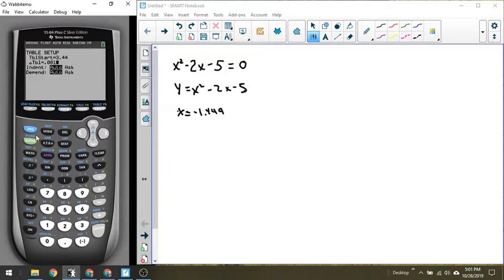And oh, I'm not going to hit enter. I'm going to look at the table. And it changes at 3.449. That's what I'm going to put. I'm going to put 3.449. I don't know exactly what it is.